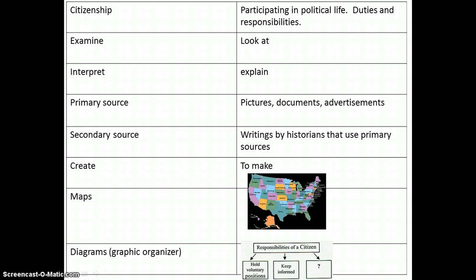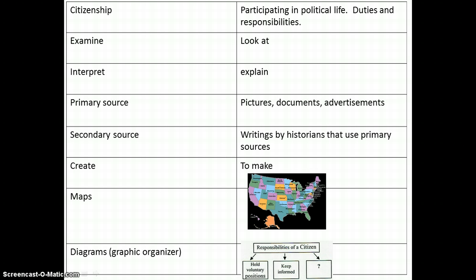The first word, citizenship, is the way that we participate in political life, jobs that we have to do, and responsibilities that we have for our community. When you examine something, you look at it. We'll be doing a lot of examining this semester, looking at different things that relate to civics, our community, and the area that we live.